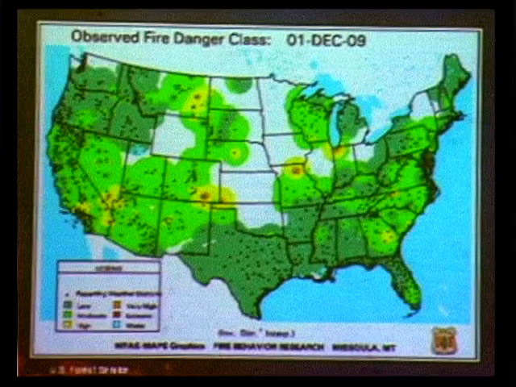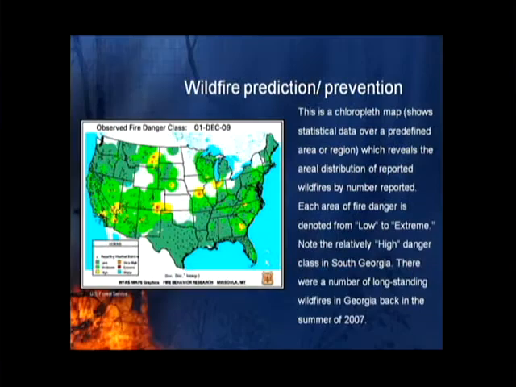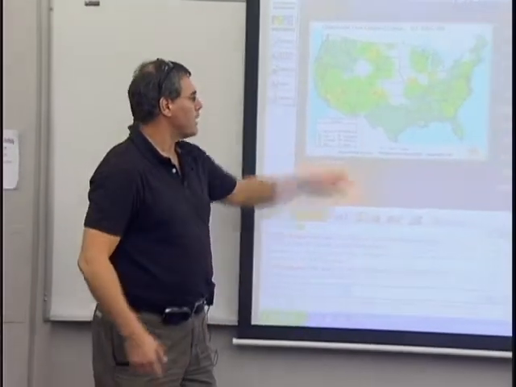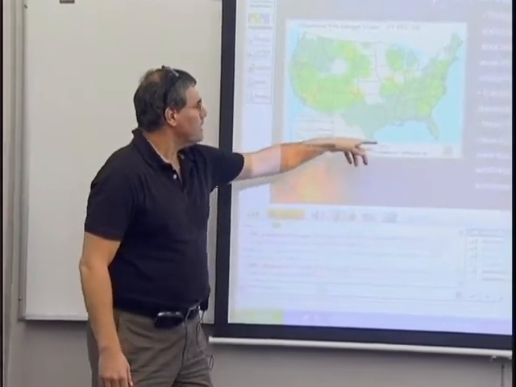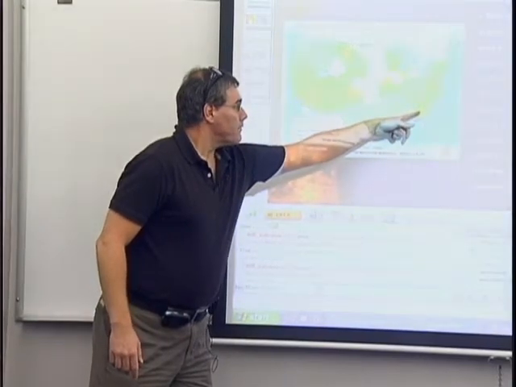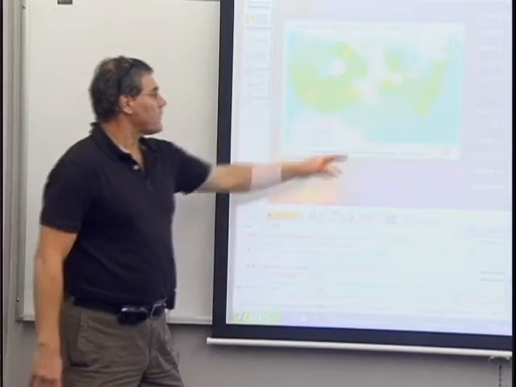Okay, and here's a choropleth map, and a choropleth map is a map that shows statistical data over a predefined area. That's the definition of a choropleth map. It's sort of got the aerial distribution of reported wildfires for that month in 2009. And you take this and you can think forward to the next month and know, okay, we have a danger here. Once again, oddly enough, South Georgia, you don't think of it as a big wildfire.